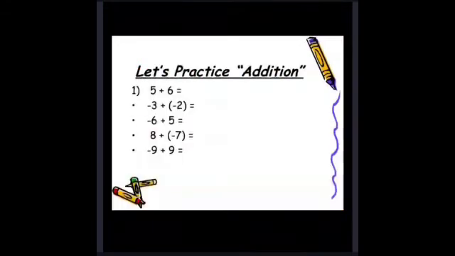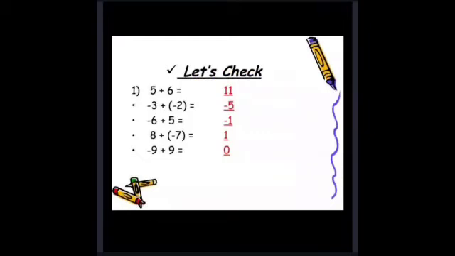Let us practice some questions based on addition of integers. The very first example is 5 added to 6. Both are positive integers. That means the answer will also be positive. Answer is equal to 11. Second example says the numbers are negative. Both are negative integers. -3, when it is added to -2, the sign will be minus, but the numbers will be added. So answer is equal to -5.